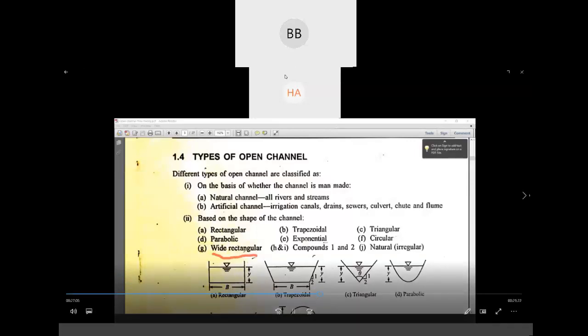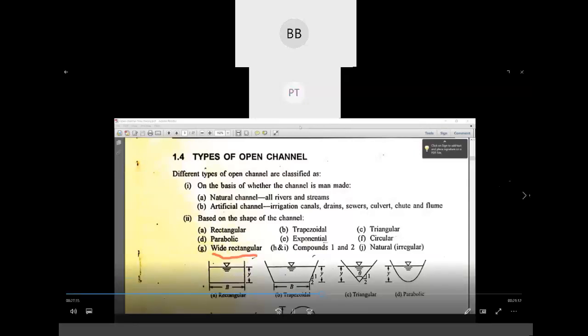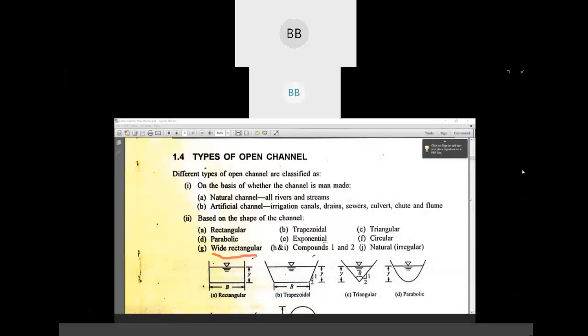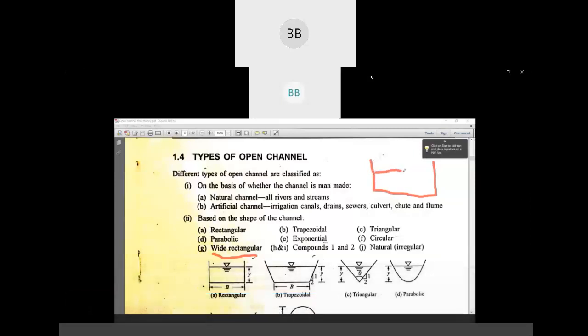Do you have any idea about wide rectangular channel? No, sir. Okay. See, suppose this is your rectangular channel. Is it visible, the drawing? Yes, sir. Okay, fine.